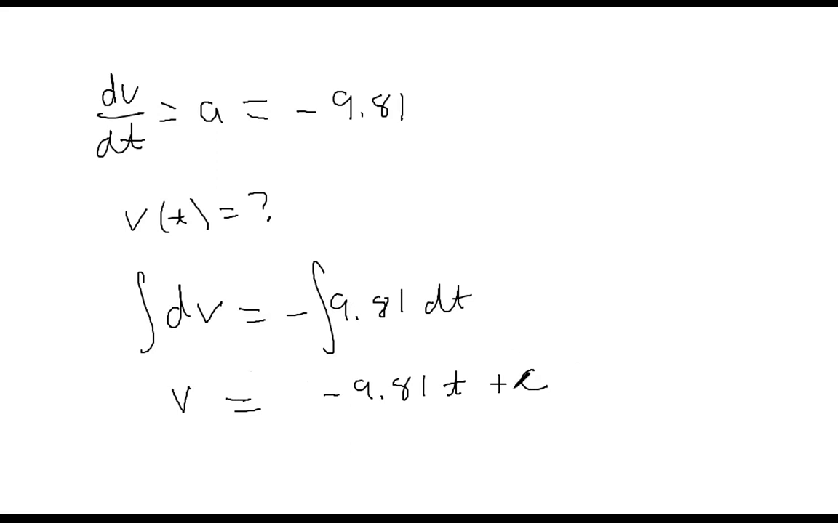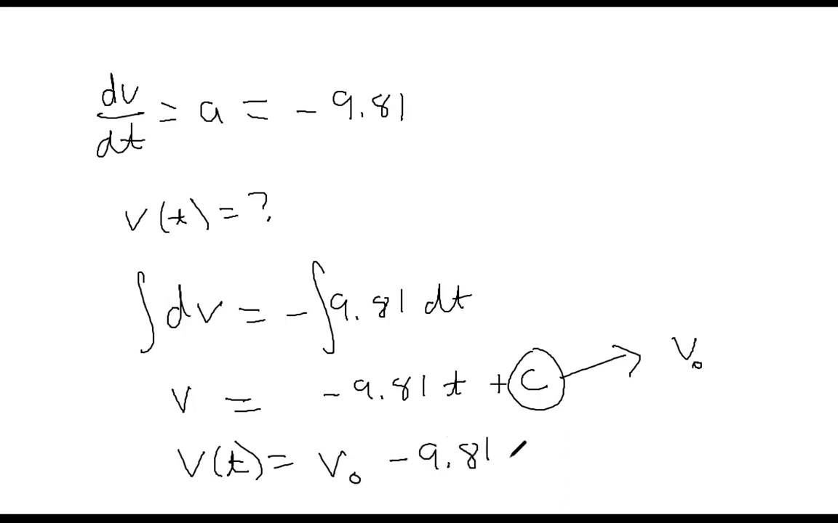This constant is nothing other than, if you plug in time equals 0, this would go away. You see that the constant is nothing other than the initial value for v. So we learned that this constant is the same as v evaluated at time 0. So if you specify that, then you have a unique function. So v of t equals whatever that initial constant is minus 9.81 times time.